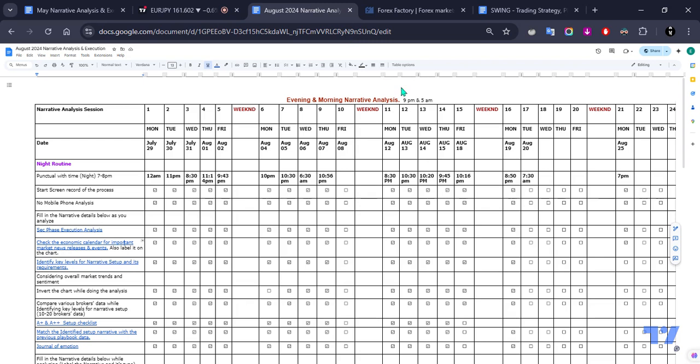So yes, now let's check out identify key levels for narrative setup. Key level for narrative setup. Okay, going back to our trading plan and strategy.